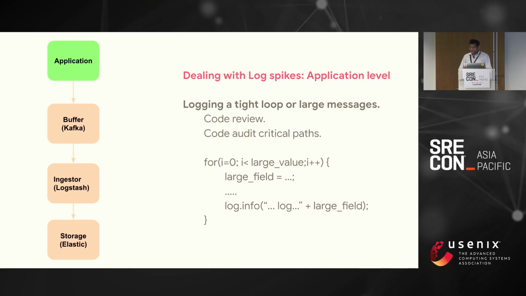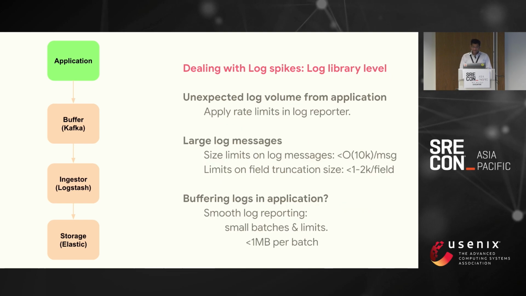If your code already made it to production and you have log spike issues, it's not a bad idea to do a code audit of critical paths to see if there are places where you're logging in a critical path and if you can reduce those logs. So this is at application code review time. You can also do things that are more infra or log library level. For example, if your application is producing an unexpected log volume, in case of a database failure, every single call is causing a lot of database error logs, right?